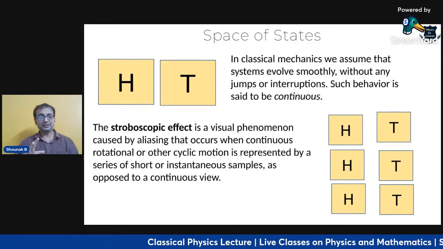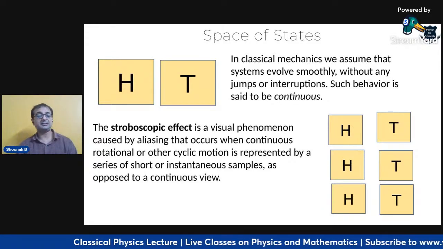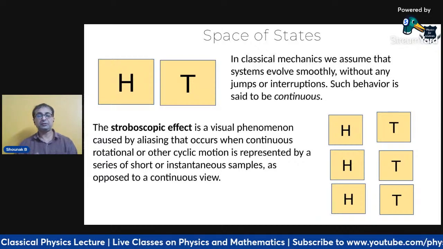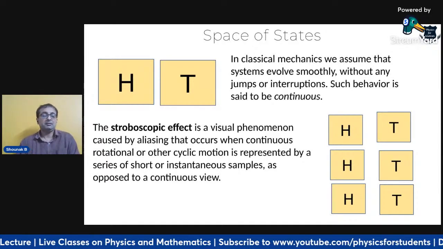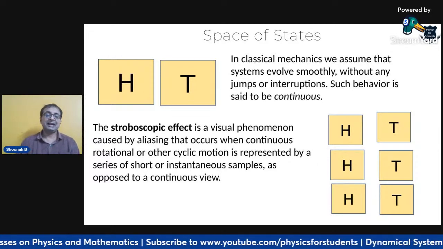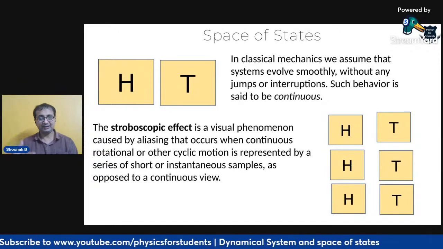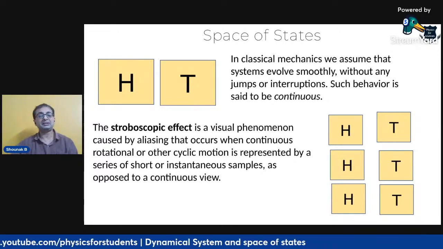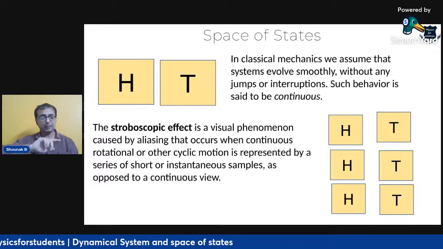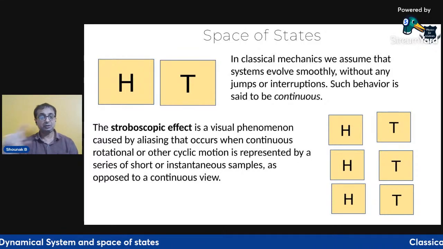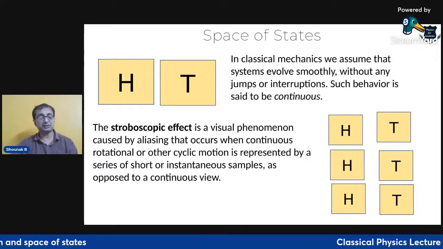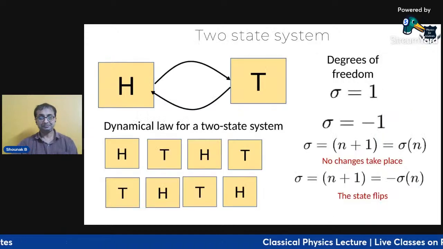So in classical mechanics, because we assume that systems evolve smoothly, we call it continuous, and if it is not, we call it stroboscopic. So given a head and a tail, the system will evolve with head as head, head, head, and with tail it will evolve as tail, tail, and tail. I'm not taking from head to head, head to tail. I'm just taking head as one state, tail as one state.